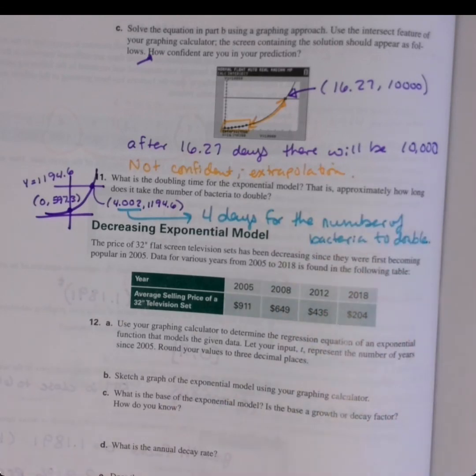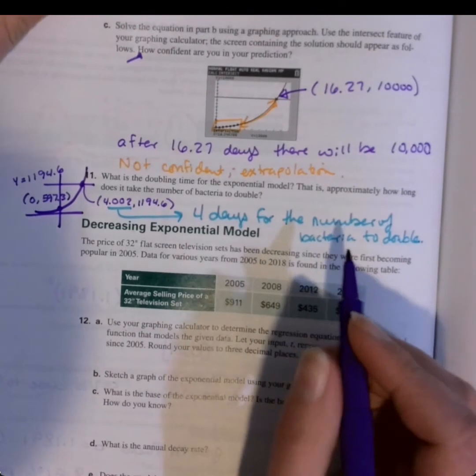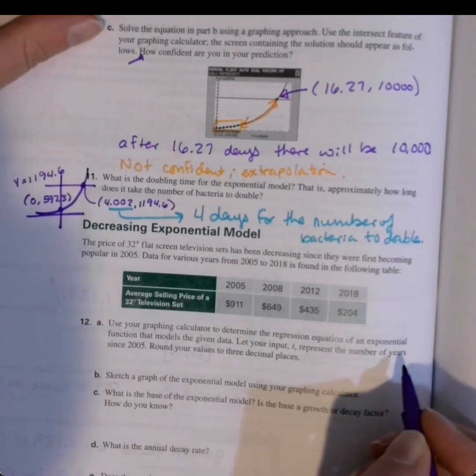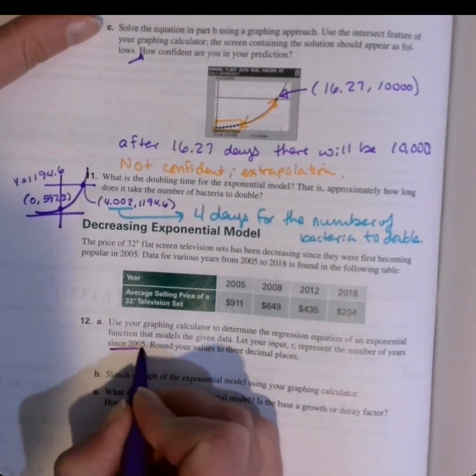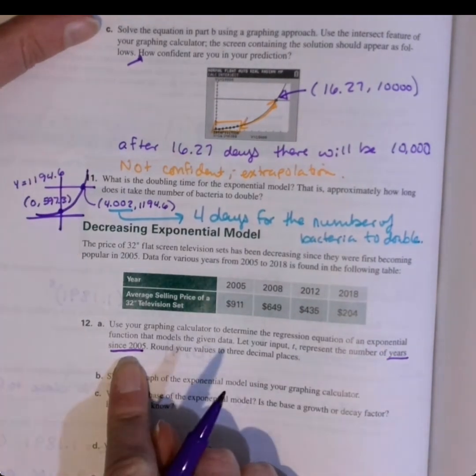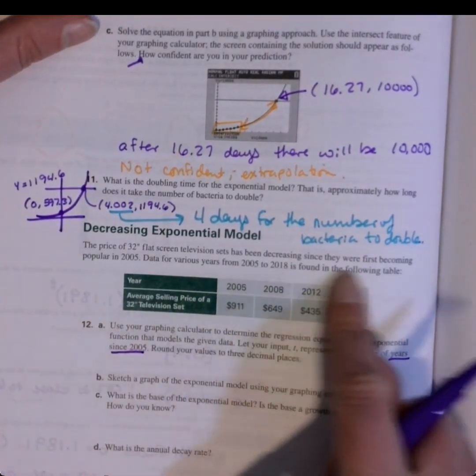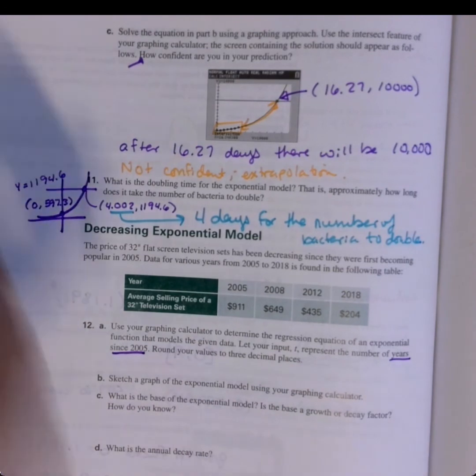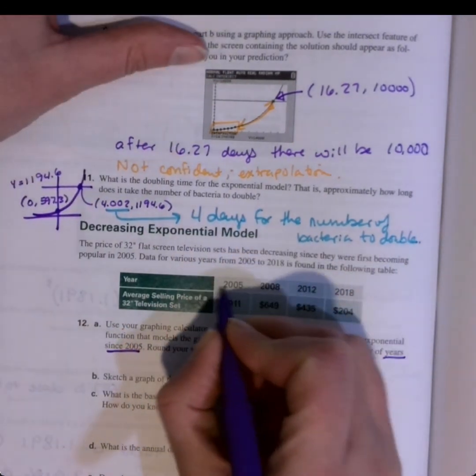Last example, looking at a decreasing exponential model. I've got some data here to type, and we have year values, and we need to talk in years since. They tell me down here to use years since 2005. If they hadn't told me somewhere, that's probably what I would have chosen, since 2005 is the first year. We never type in whole years.